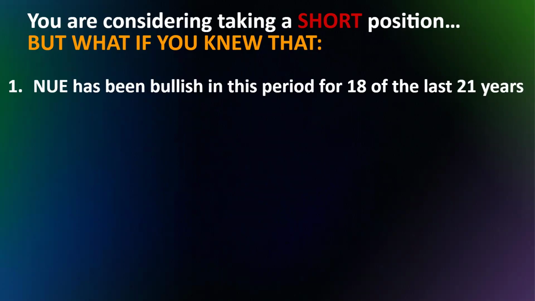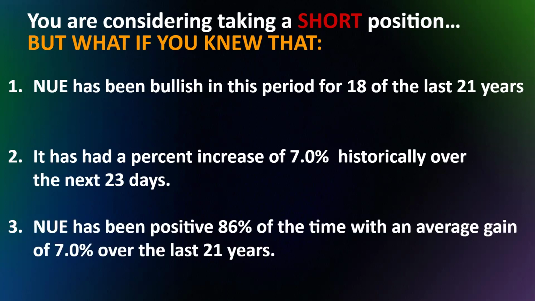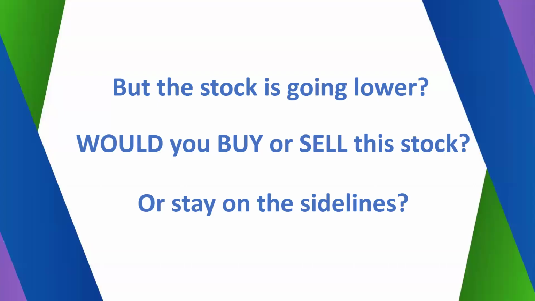But what if you knew that Nucor has actually been bullish in this period that I just showed you for 18 of the last 21 years, that has had a percent increase of 7% historically over the next 23 days, and Nucor has been positive 86% of the time with an average gain of 7% over the last 21 years. Silas, the stock is going lower. Well, let me ask you this. Would you buy or sell this stock, or would you stay on the sidelines?